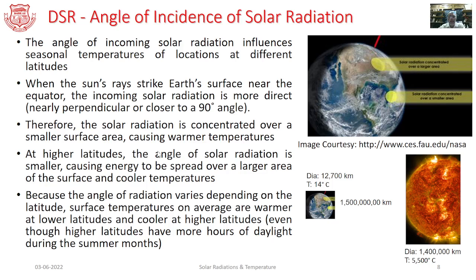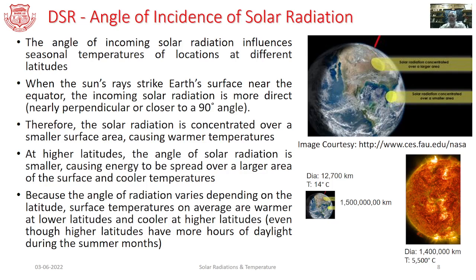As such, at higher latitudes, the angle of solar radiation is smaller, causing energy to be spread over the larger area of the surface, and hence, comparatively, it will have the cooler temperature. As the angle of the radiation varies depending on the latitude, surface temperatures on average are warmer at the lower latitudes and cooler at higher latitudes, even if the higher latitudes have more hours of daylight during the summer period.